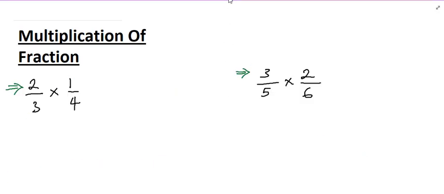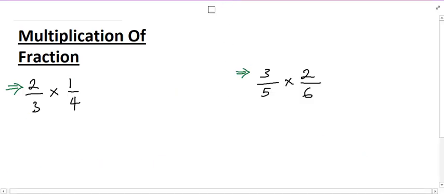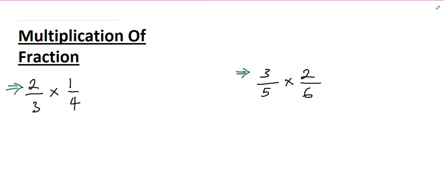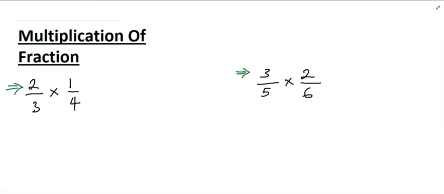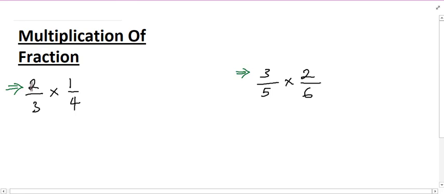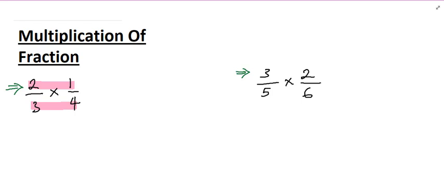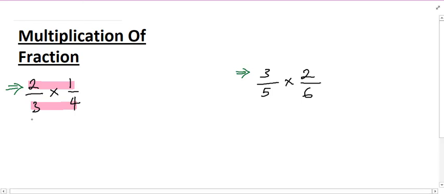Okay, on multiplication of fractions, we have a very simple question already. It says 2 over 3 multiplied by 1 over 4. When you are dealing with multiplication of fractions, it's very simple. Just multiply them directly, unlike addition and subtraction, where you have to find the LCMs and all that. But in multiplication, just multiply them directly. If you don't really get the addition and subtraction of fractions, check the previous video, that is fraction 3. So right here, we have 2 times 1 is 2 over 3 times 4 is 12.